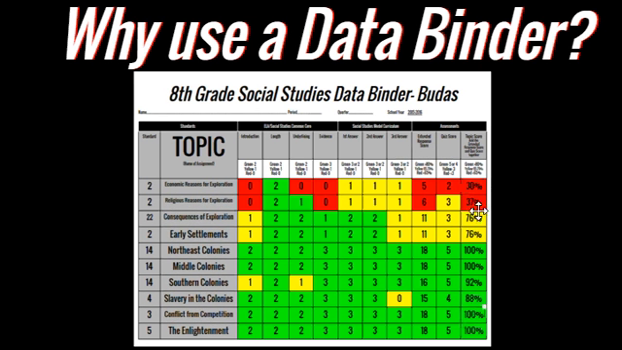The red ones, I need to go back and reteach them, or they need to go back and relearn. Same thing with the yellow. If I see a lot of green, that is good. That means the students are mastering what I want them to learn.